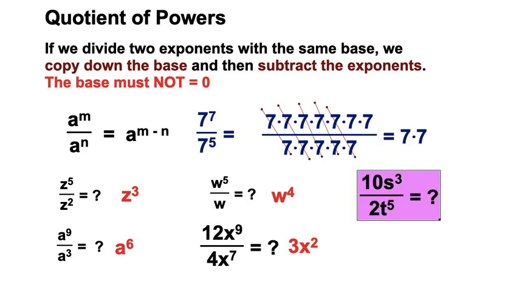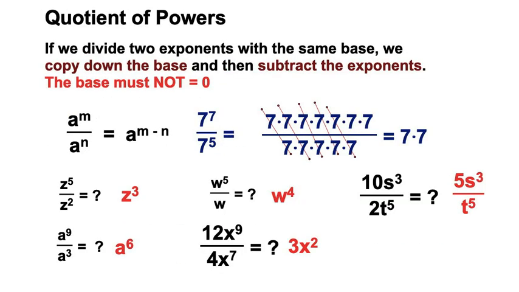How about this guy? Ooh, s cubed over t to the 5th. Same base? Nope. But we can simplify it just a wee bit. And that's as far as we can go with that. Okay, all right, we're getting the hang of this. So we can multiply. When we multiply, we add exponents.